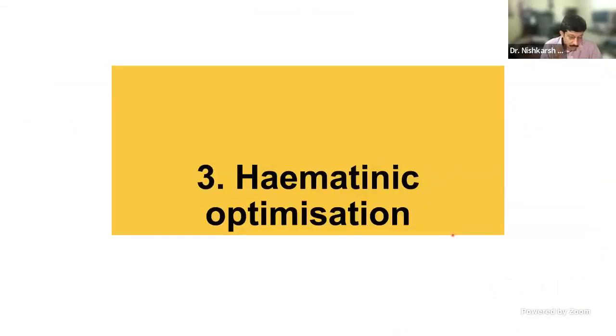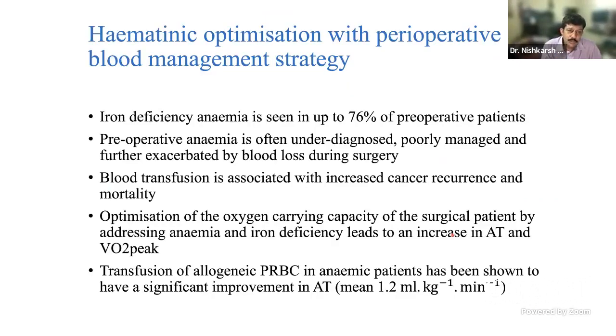Now, another component of prehabilitation is hematinic optimization. We know that anemia is quite common in cancer patients. This may be because of a lot of reasons, including the malignancy itself. Blood transfusion, we know we should not do because it may increase cancer recurrence and mortality, and we should be really careful when we are transfusing blood in these patients. So the overall idea is that we need to optimize the oxygen carrying capacity of the patient by addressing anemia or iron deficiency, which may lead to an increase in anaerobic threshold and VO2 peak.